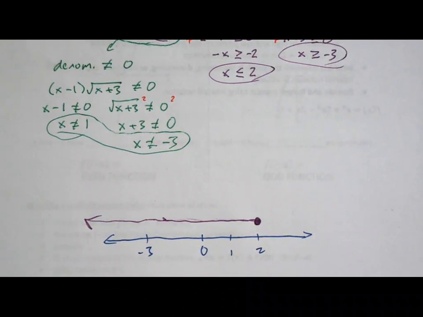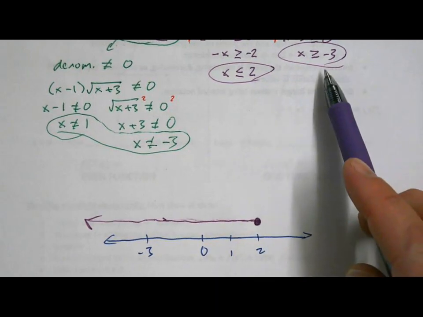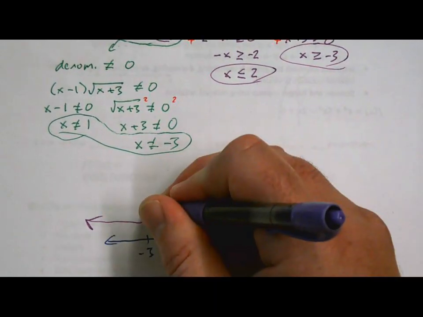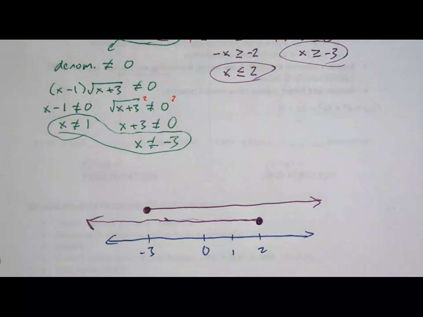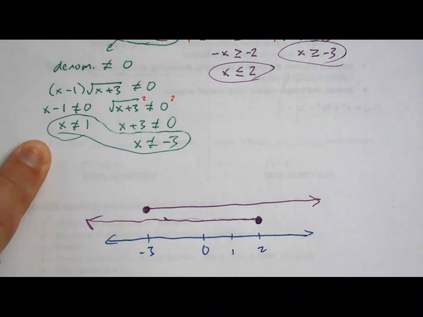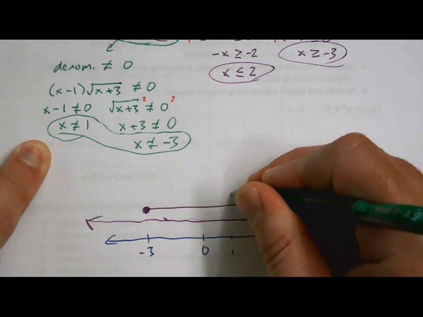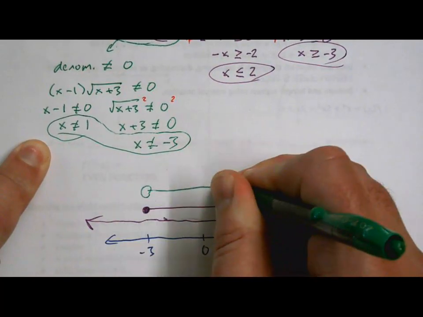And then up above that, I'm going to graph this one. X is greater than or equal to negative 3. So negative 3 gets a closed dot, and the graph goes this way. And then this one, we know what those look like. This is just going to be everything except it's going to have a couple of open dots in it. Open dot at 1 and another one at negative 3, but everything else is filled in.